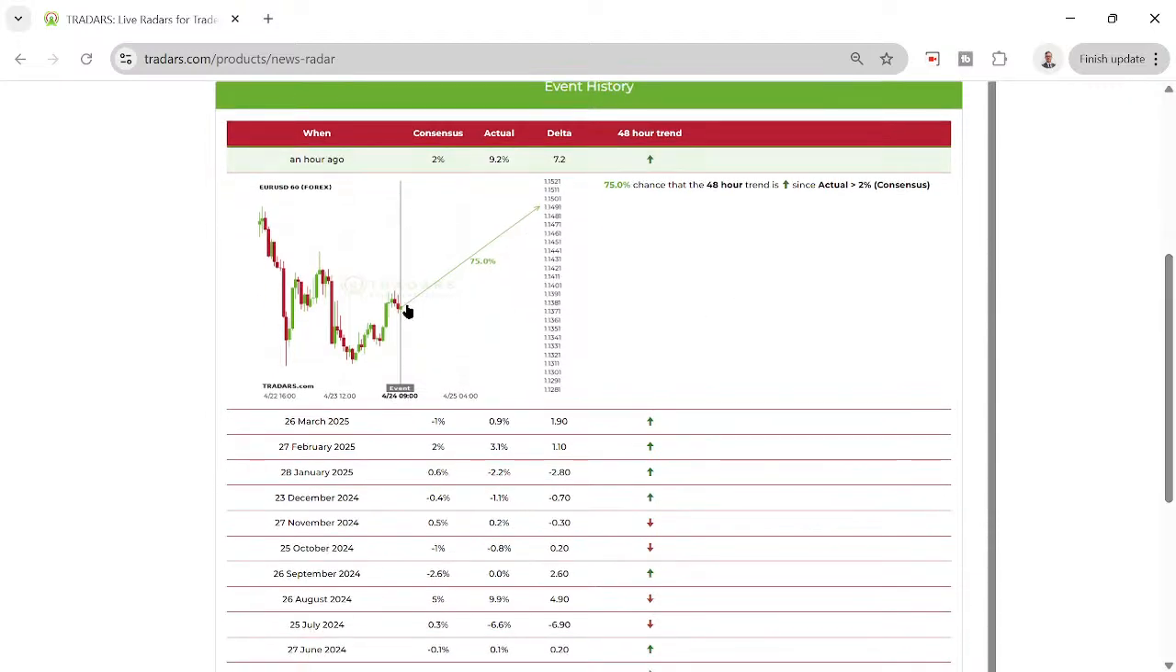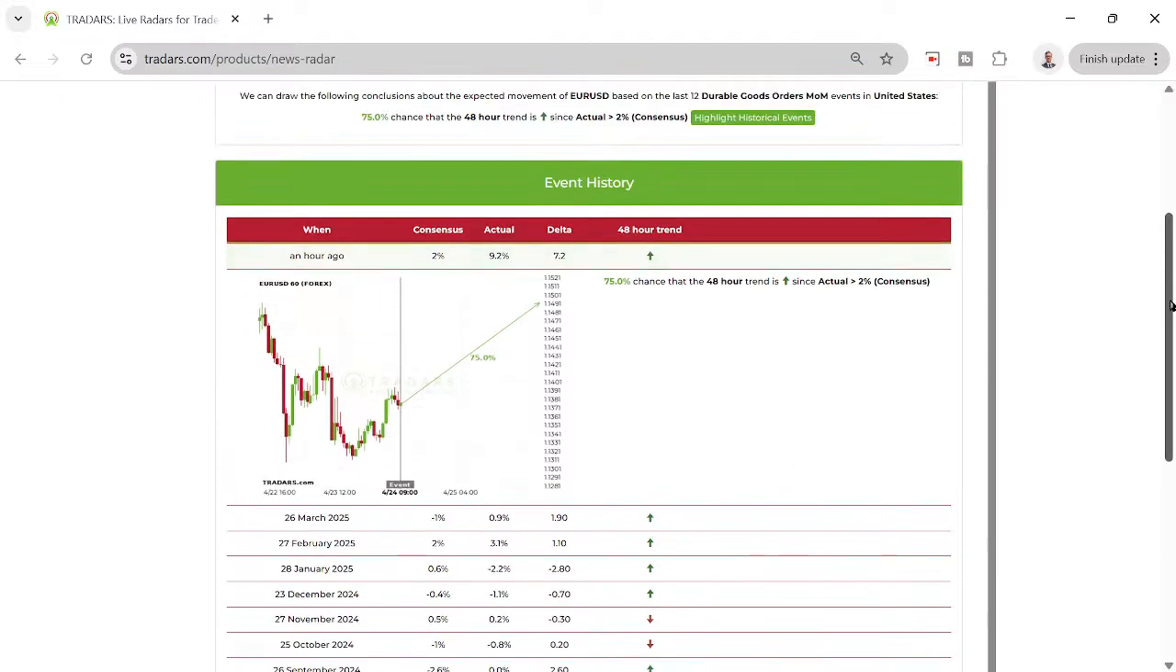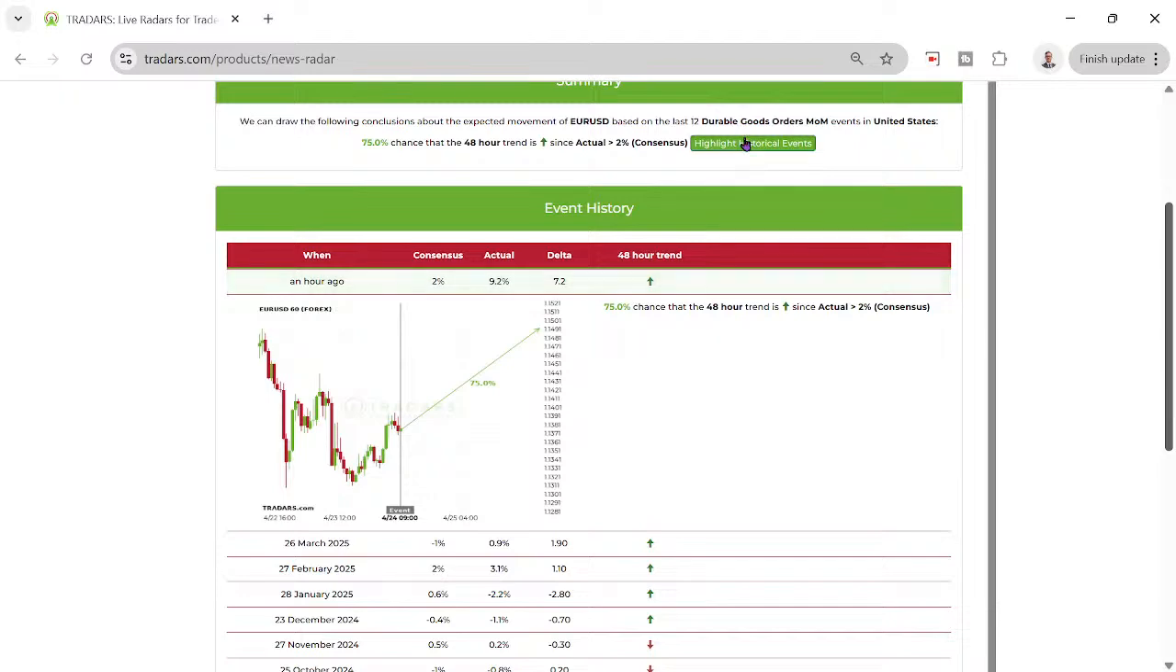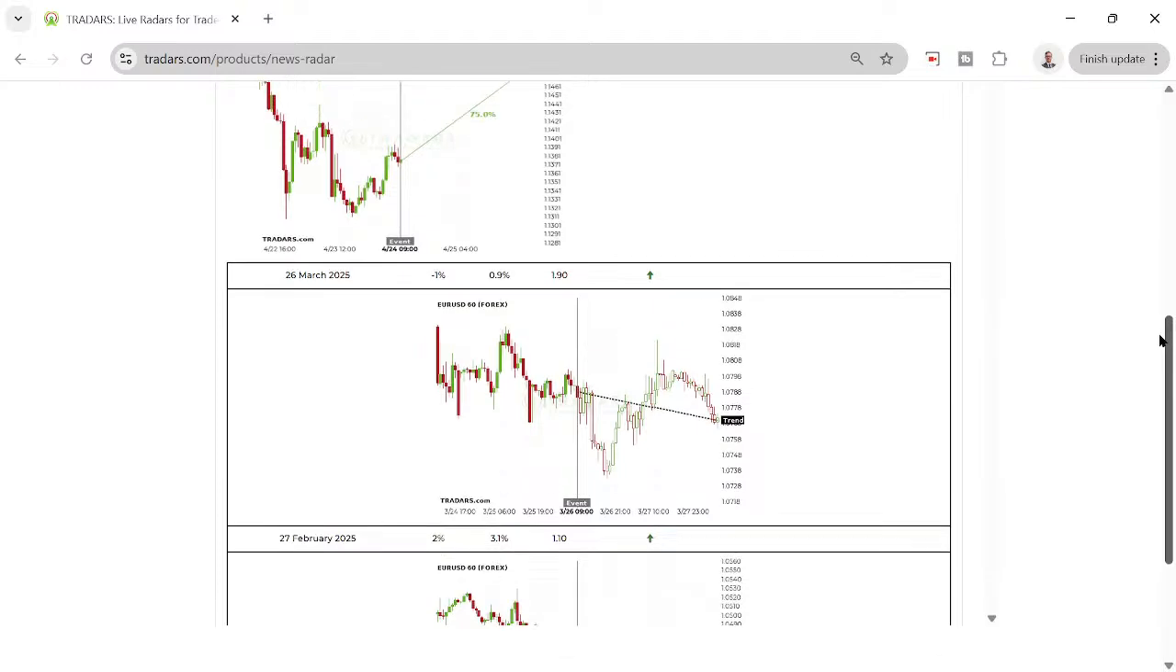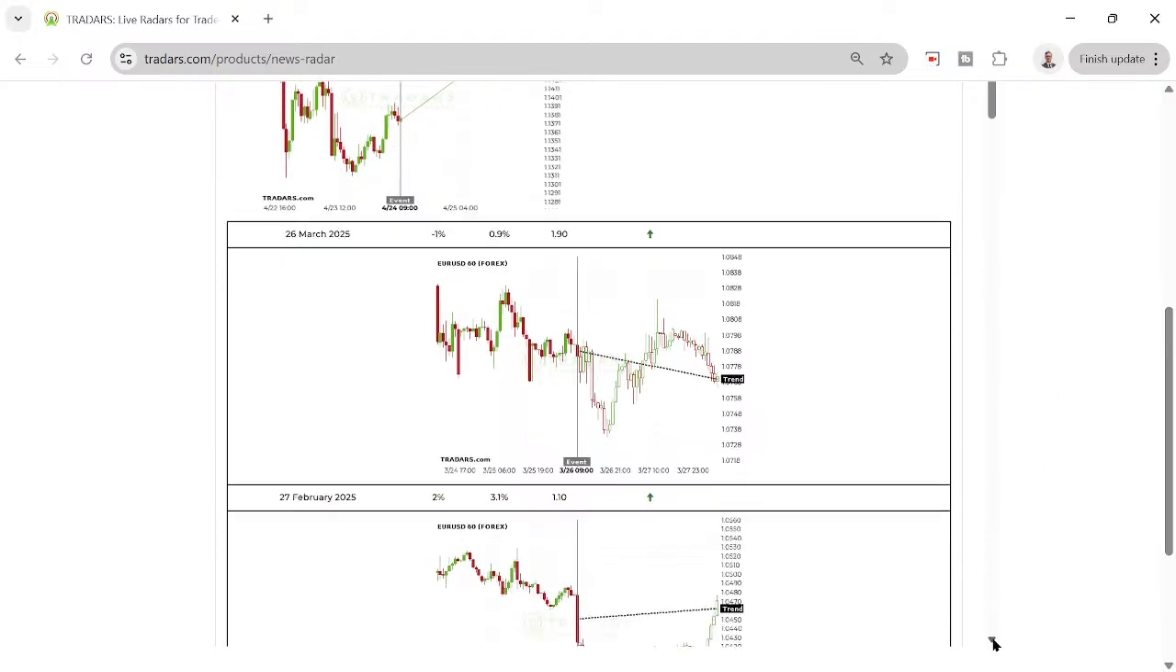Okay. So over the course of 2 days, more often than not, it is up. But okay, the consensus was 2, the actual was 9, a positive differential of 7, and in past performance, there was never a scalp. That's what has happened in the past.